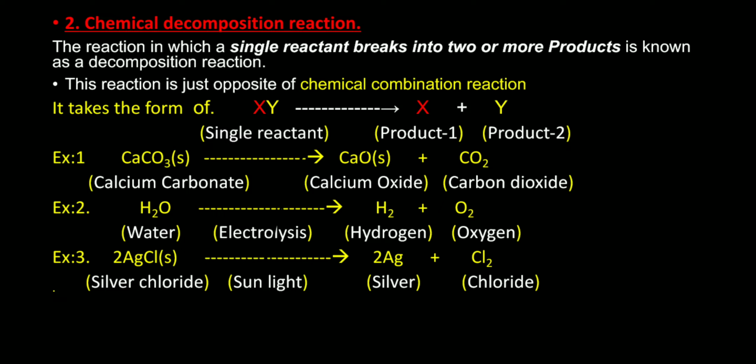When electric current is passed through water, that is electrolysis, there is a liberation of hydrogen gas and oxygen gas. Third one, example number 3: 2AgCl, silver chloride. When exposed to sunlight, it breaks down to form silver Ag and chlorine. When this silver chloride is exposed to sunlight, there is a breakdown of the bonds taking place.